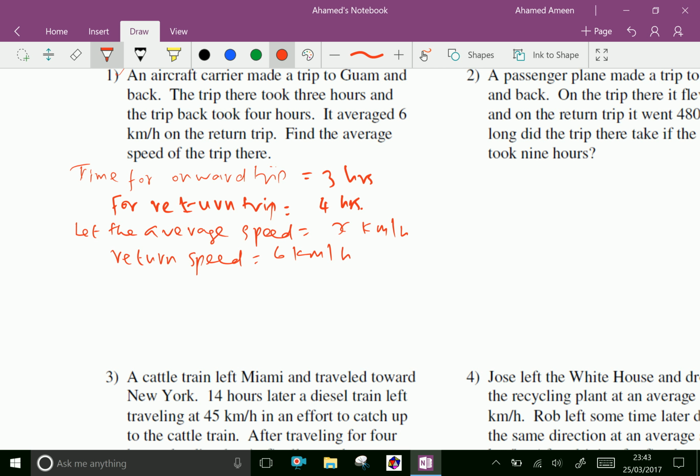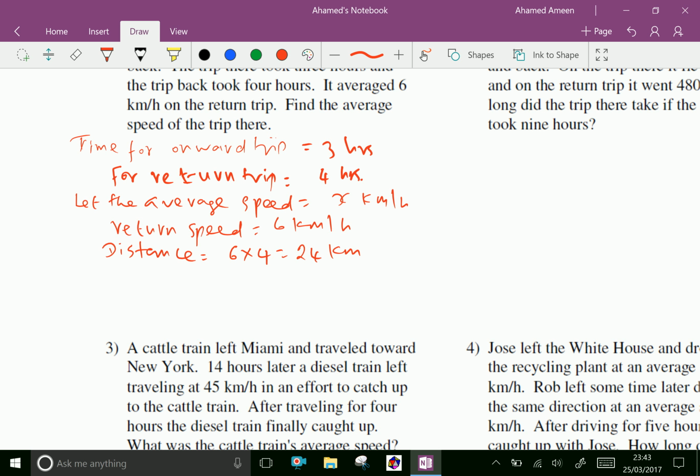Now distance equal speed into time, that is 6 into 4 equal 24 kilometer. Therefore onward speed equal 24 over 3 equal 8 kilometer per hour.